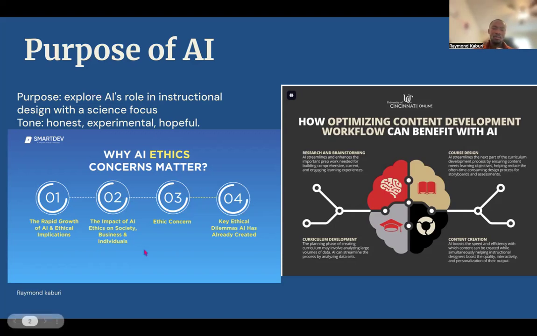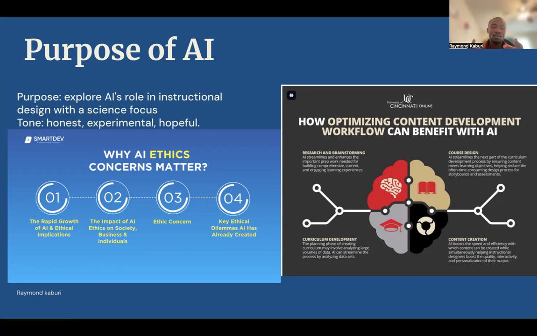One of the things that someone may ask is why AI ethics concerns matter. Number one is the rapid growth of AI and its ethical implications. AI is growing very fast. Like I said earlier, it is something that we can no longer avoid, and we just have to adapt to it and devise more regulations as to how to use it ethically.